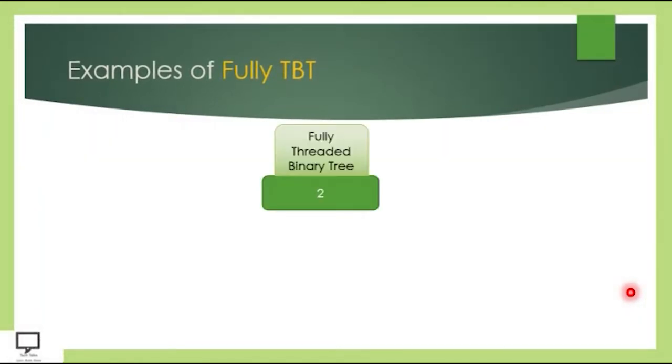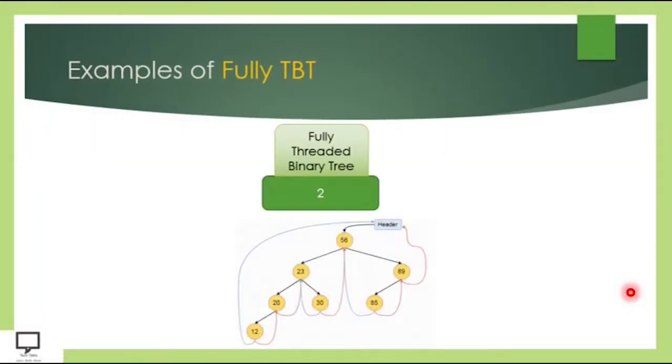The fully threaded binary tree will take care of both the pointers. That is, a left pointer, if it is null, will point to its in-order predecessor. Here you can see that for the node 30, the in-order predecessor is 23. So the blue pointers help you identify the left pointers. They are null and they are pointing to the in-order predecessor. And the red threads will help you identify the in-order successor, as the right pointer is null.